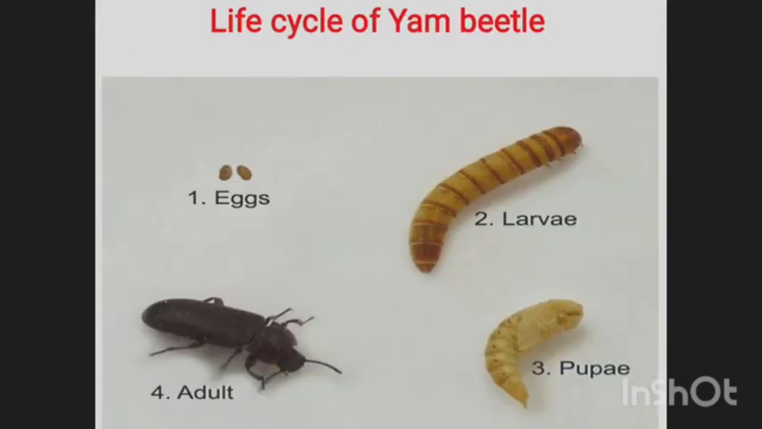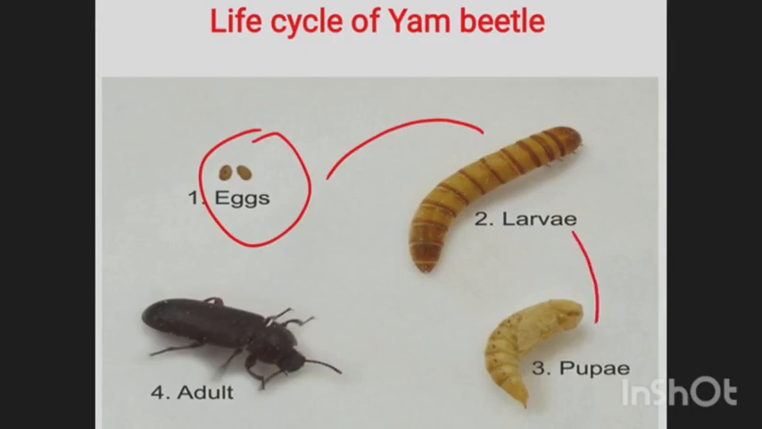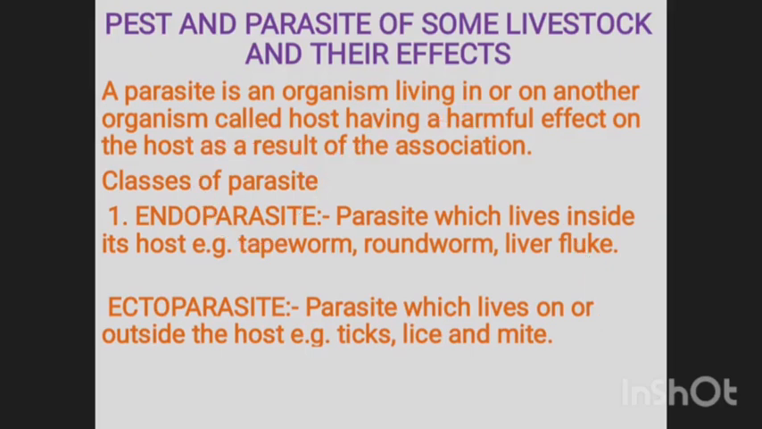Here is the life cycle of the yam beetle. First is the egg, which will hatch and become a larva, and the larva will molt and become a pupa. From pupa, it molts and becomes an adult, and the cycle is repeated all over again.